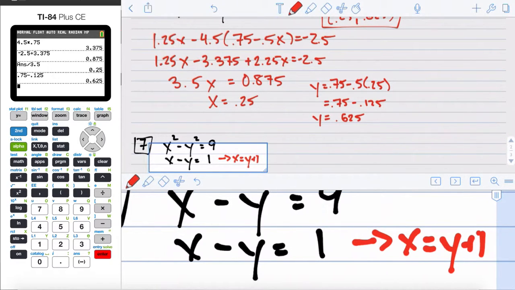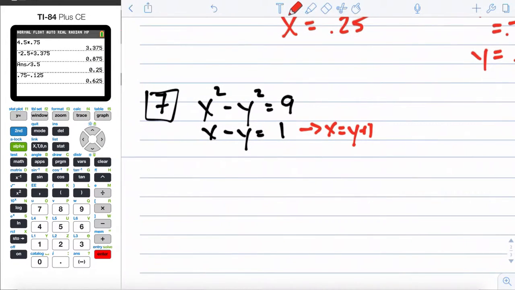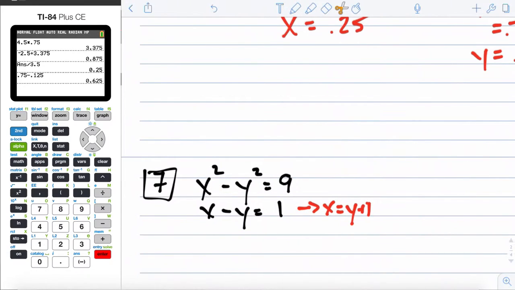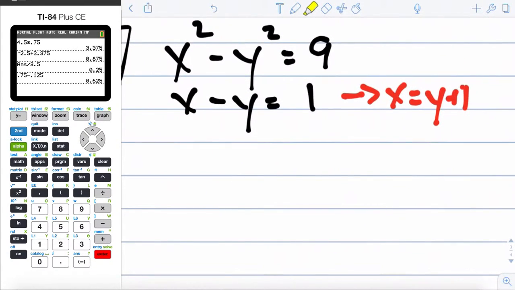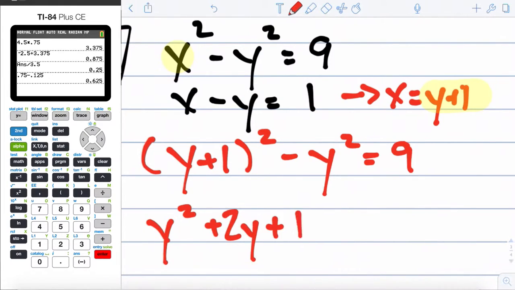Alright, and then I'll take that stuff right there. X is equal to y plus 1. And I'll take that y plus 1 and put it there for x. Now this will be a little bit trickier because you have to remember how to square a binomial, which is an often made mistake. Remember when you square a binomial, you're really foiling it. It follows a special pattern, so it's one of our special products.